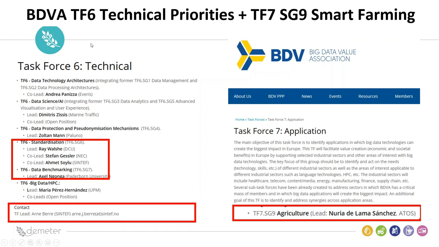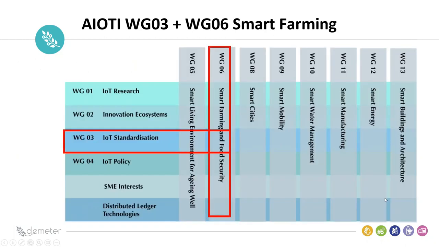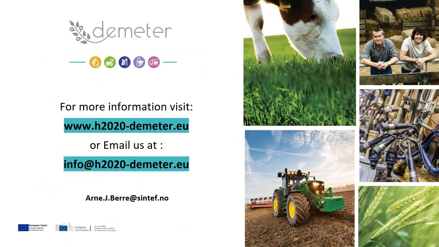I'm the lead of task force 6 on technical priorities. And then we have the application group, where we have a special agriculture group led by Nuria Sanchez from Atos. So these two groups are particularly related because they are supporting each other and supporting European projects, and it's a particularly relevant contact point. So that was the overview of the approaches we have, and here are some references to me and to the project.